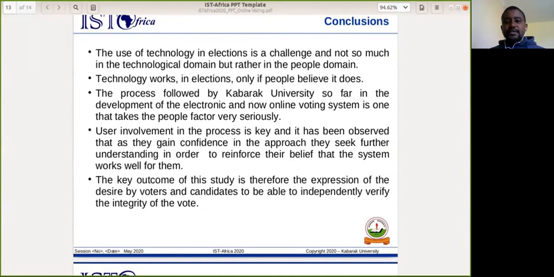The process that we've used at the university is one of confidence and trust building. Technology is not enough. We've involved the students in the development. The students have developed it, they have tested it, so they know what it does. It's not being imposed on them. User involvement is very important. It gives them confidence, and it gives them a sense of ownership. That is one of the approaches we've used.